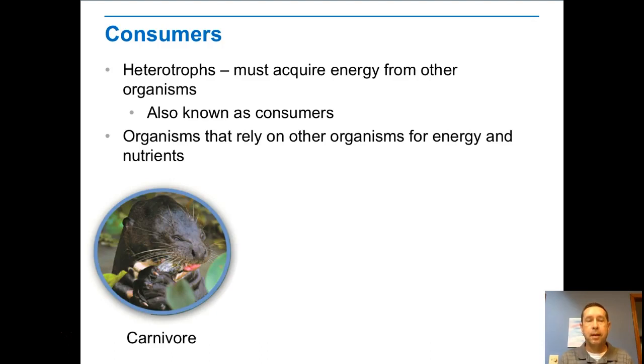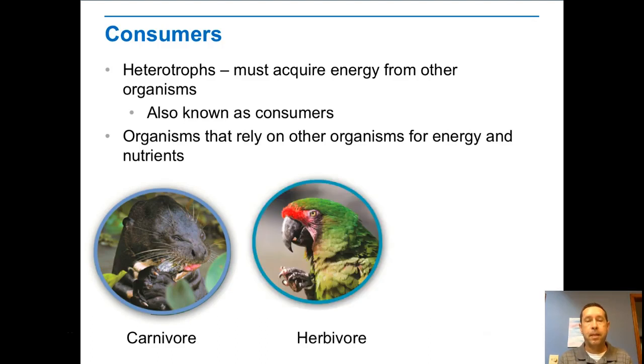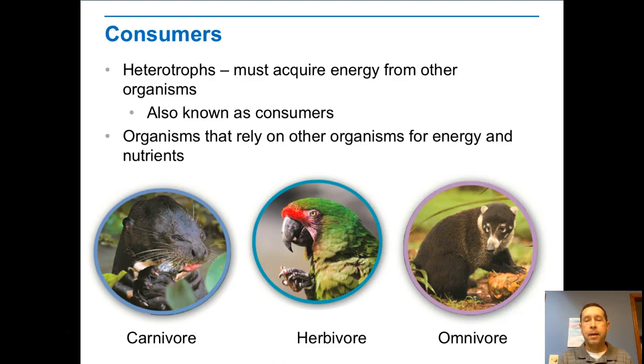Carnivores, like the otter here, eat other animals, or other consumers more specifically. Herbivores get their energy and materials by eating the primary producers. Oftentimes that's plants, but it could be algae, or it could be the chemosynthetic bacteria. And omnivores get their energy by eating both producers and consumers.